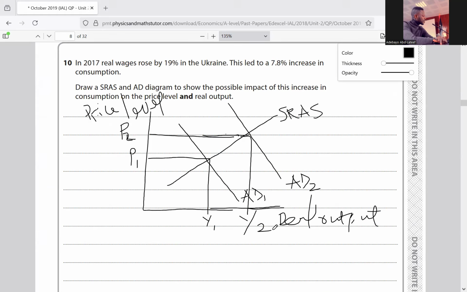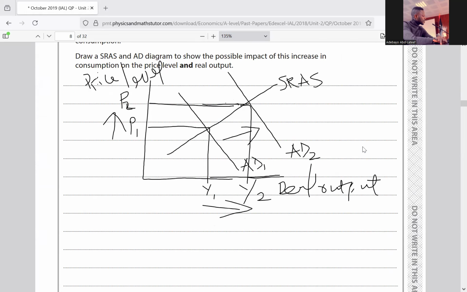An increase in consumption will shift the aggregate demand curve rightward from AD1 to AD2. The price level will rise from P1 to P2, and the real output will increase from Y1 to Y2. So that's question 10. We go to question 11.